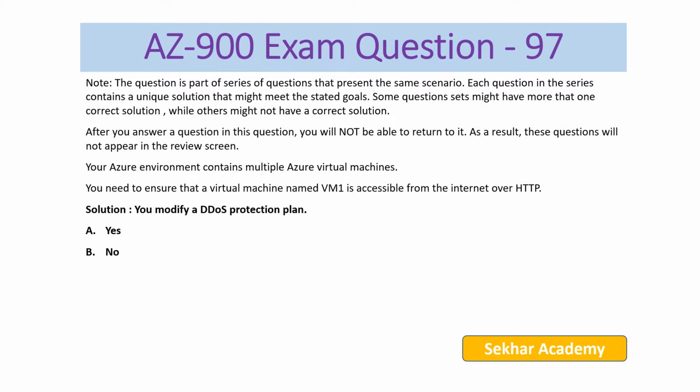Your Azure environment contains multiple Azure virtual machines. You need to ensure that a virtual machine named VM1 is accessible from the internet over HTTP. The solution is: you modify a DDoS protection plan. Does the solution meet the goal? Options we have: A, yes; B, no.